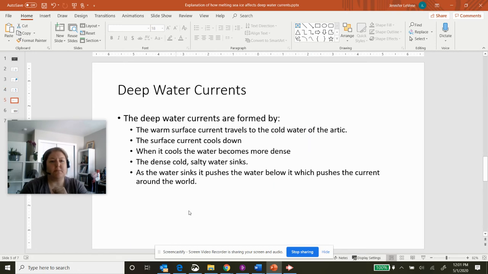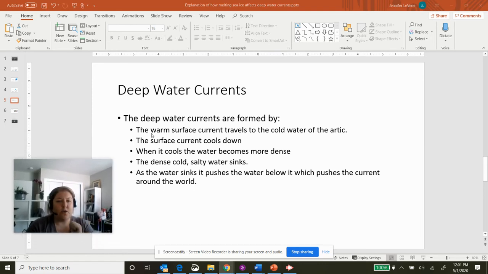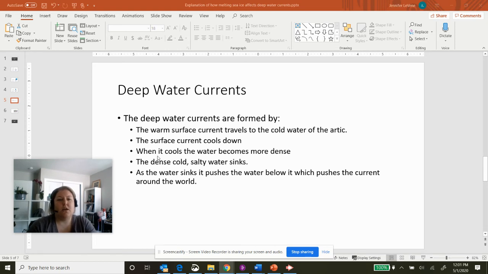So what this means is deep water currents are formed by warm surface currents traveling to the cold water of the Arctic. When the surface current cools down, the water becomes more dense. Cold water becomes more dense because those particles are coming together.